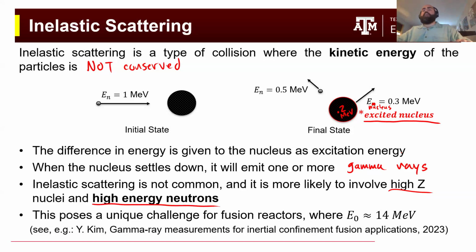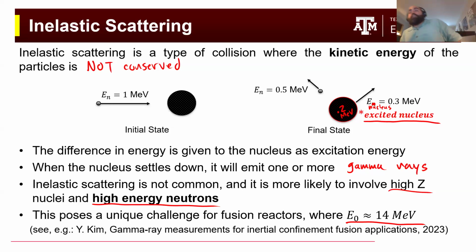And so inelastic scattering becomes a challenge for fusion reactors. For fission, the average neutron energy is about 1 to 2 MeV. For fusion, it's about 14 MeV. So a fusion reactor has neutrons that are an order of magnitude on average more energetic than fission neutrons. And shielding fission neutrons is no joke.